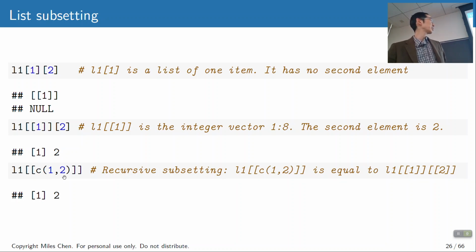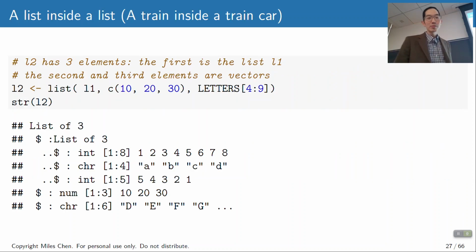And again, this is the recursive subsetting, which is equivalent to doing L1 double square bracket 1, then double square bracket 2. And so you could subset an atomic vector using double square brackets, and it'll just give you the second element. Again, the recursive subsetting is not quite recommended, but that's what you'll get.